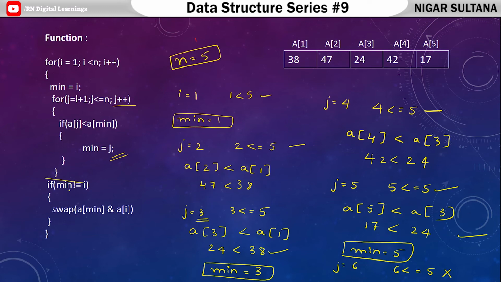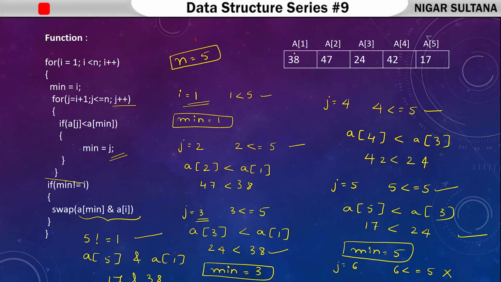Now check the condition. Min is not equal to i. What is the min value? 5. Is 5 not equal to i? i value is 1 here. Is 5 not equal to 1? It's true. If it is true, I must swap these two elements. What is a of min? Min value is 5. This is my updated min value, a of 5, and a of i is a of 1. a of 5 is 17 and a of 1 is 38. I must swap these two elements.